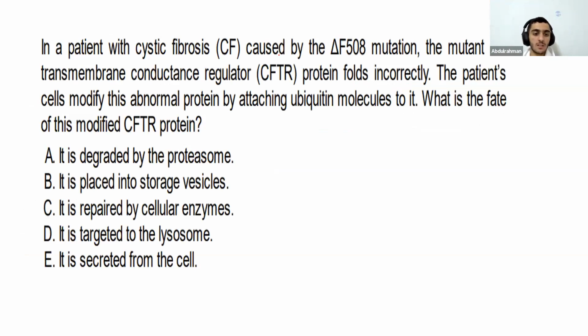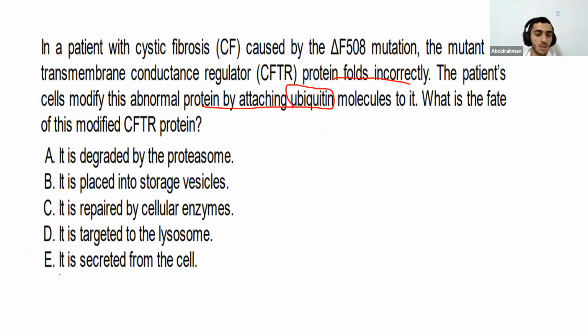In a patient that has cystic fibrosis, you have a mutation, and basically the protein folds incorrectly. And so, the protein is attached by ubiquitin. Whenever you see ubiquitin, what is the first thing you want to associate it with? Breakdown of proteins, okay?